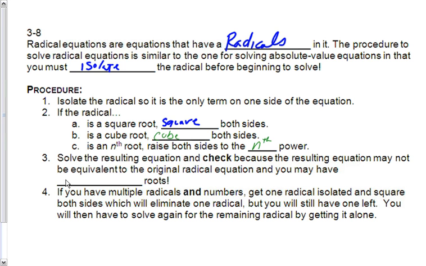Sometimes you're going to get extraneous roots. Okay? Roots that don't work. Check them, they don't work. Okay? If you have multiple radicals and numbers, you're going to isolate them one at a time, square both sides. You might have to do some extra work, but then you're going to get another radical, and maybe you have to isolate again and repeat the process. So, let's take a look at some problems and see how we can solve them.